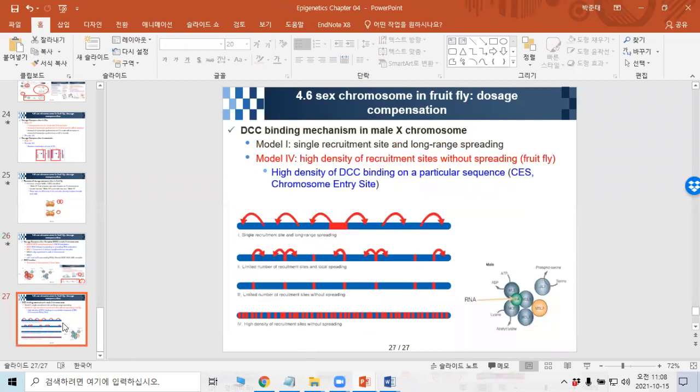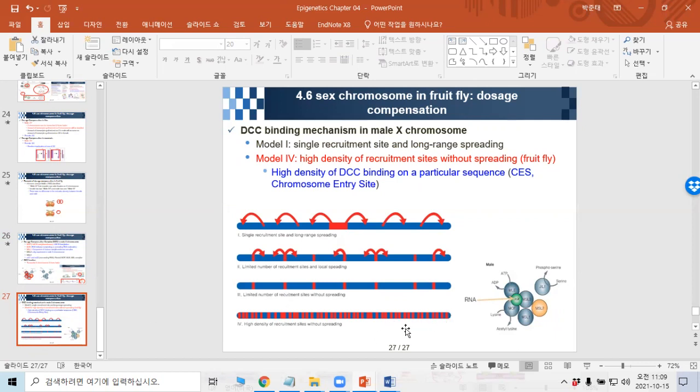There are several models, but the most reliable model is model 4, like this. So in the chromosome, maybe there is a high density of the DCC binding sites, especially the CES, chromosome entry sites. So maybe the DCC is binding to a particular sequence here, like this.